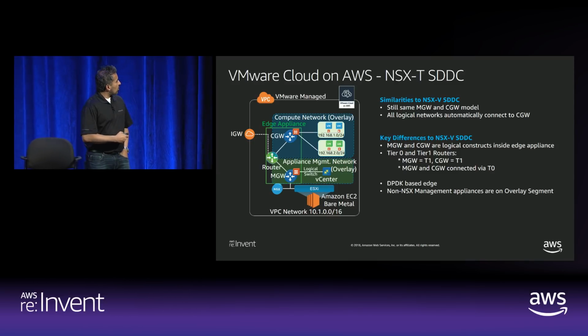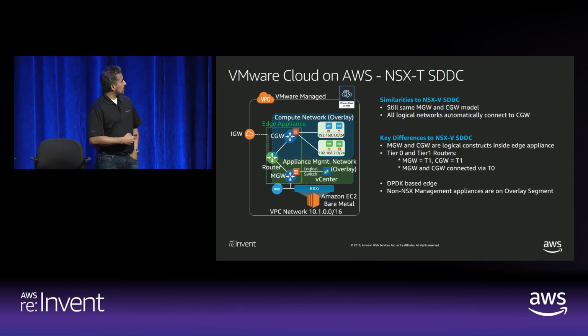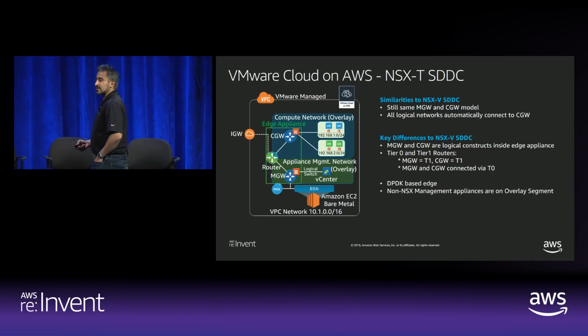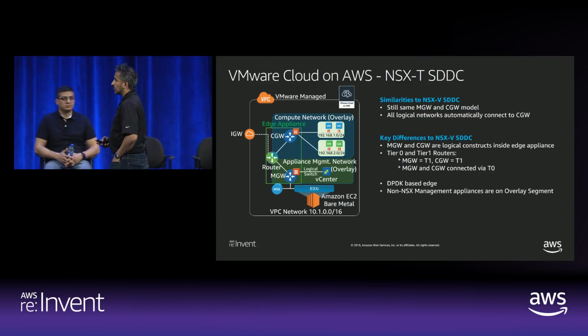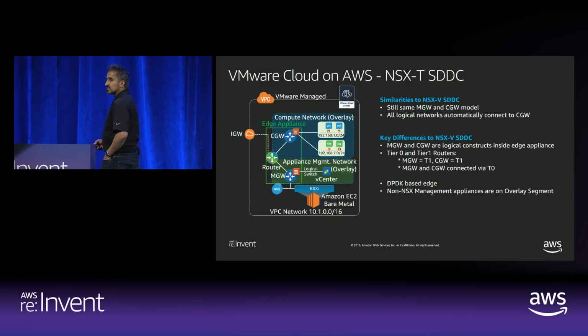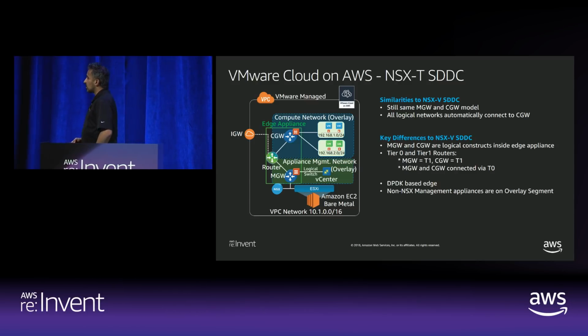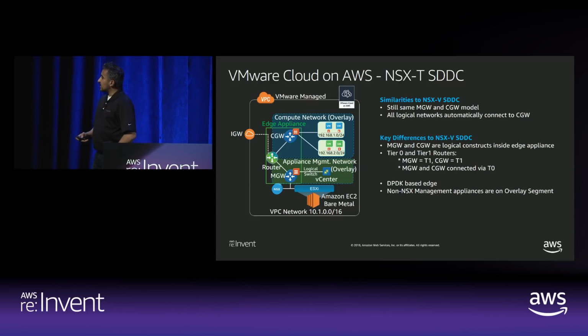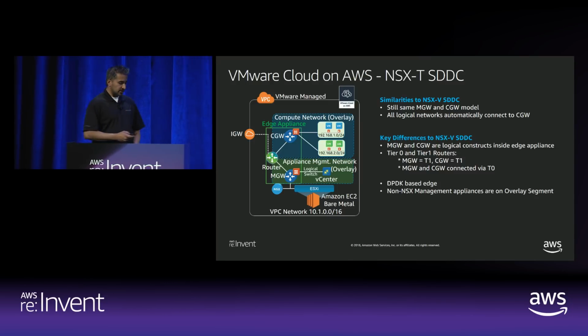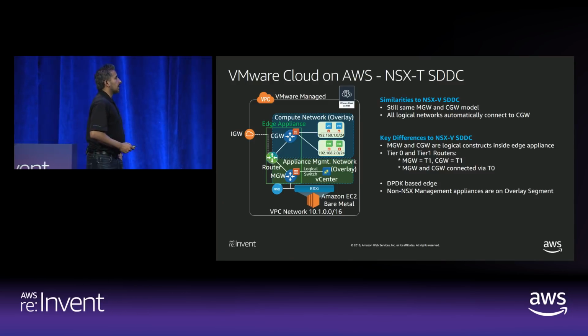So basically all these workloads sitting behind the CGW now have access to the management components sitting on that vCenter management network. And the other difference here is this edge is DPDK based, giving us better overall performance. Also, you'll note the vCenter management network is now also on an overlay, similar to the compute workloads. So it's giving you that same operational model, all right?